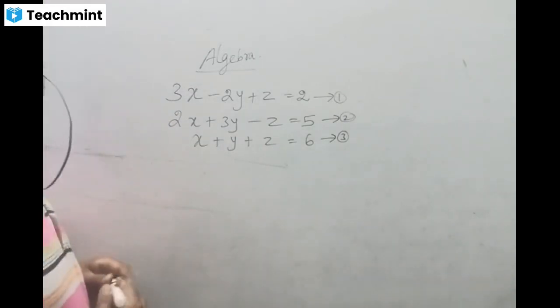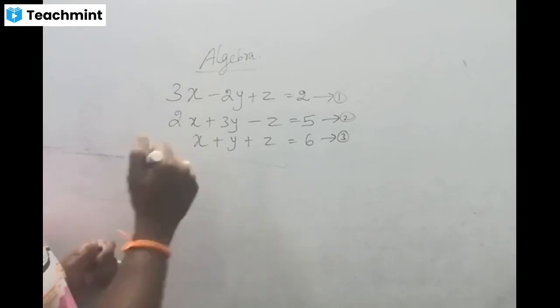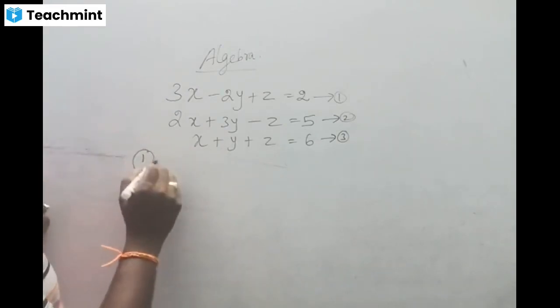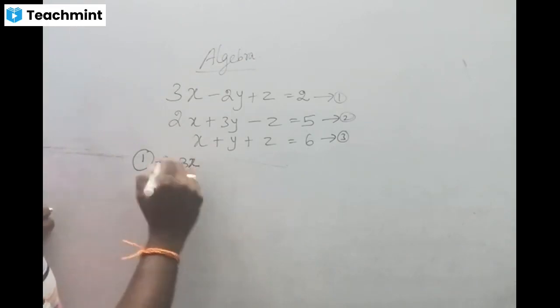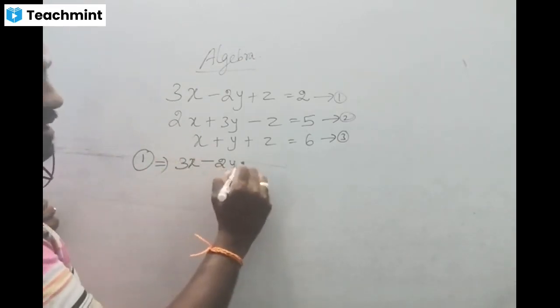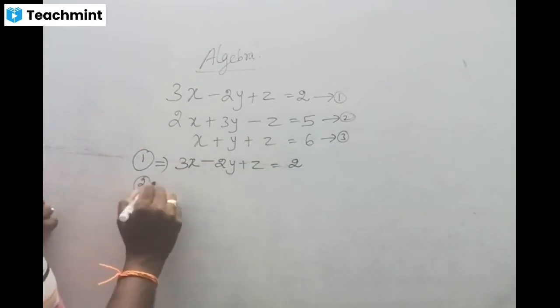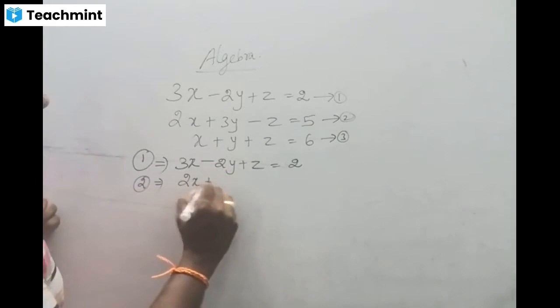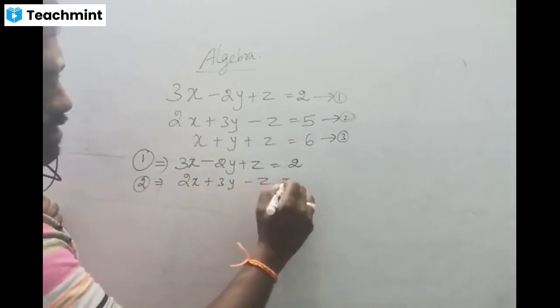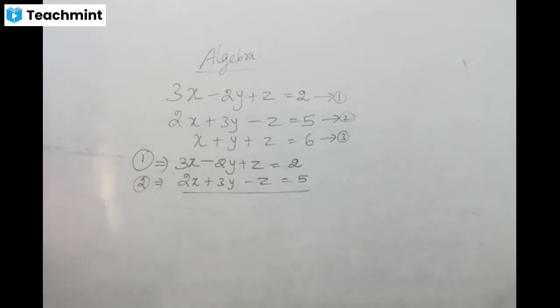Right. Now I'm going to take these two equations. I choose equation number 1, which is 3x minus 2y plus z equal to 2. And the second equation is 2x plus 3y minus z equal to 5.